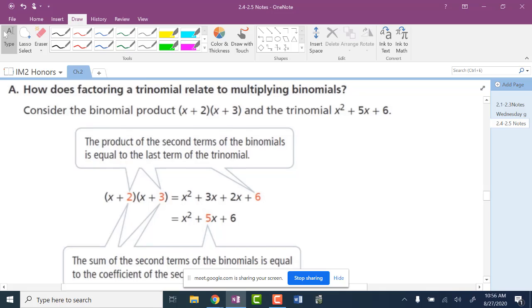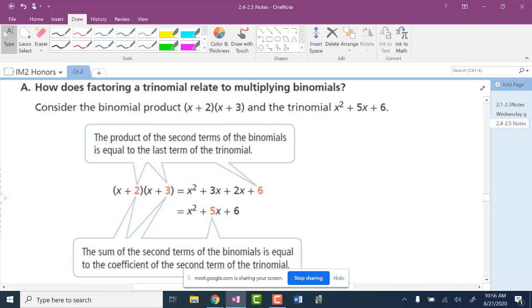Remember when I was foiling? I told you after we're done foiling, here's what we did to foil. We did first, x squared, 3x, 2x: first, outer, inner, last. Last is 2 times 3. And then we got the answer by adding the like terms. And I said, here's your answer from section probably 2.3.